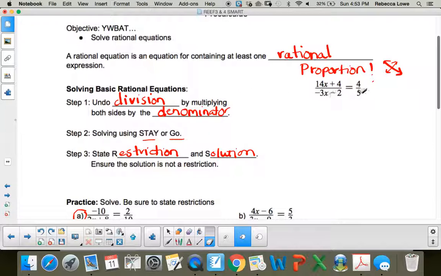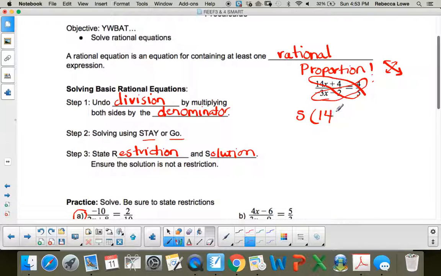If you notice, this is two fractions set equal to each other, and what you should have learned in Algebra 1 is when you have two fractions set equal to each other, you can solve by cross multiplying. So that's the same thing as undoing the division by multiplying both sides by the denominators, but this is kind of a shortcut. So you see I'm multiplying both sides by the denominator of the other side, and then I just move forward and solve. So I distribute, I get 70x plus 20. Don't forget to put your expressions in parentheses so that you use the distributive property.